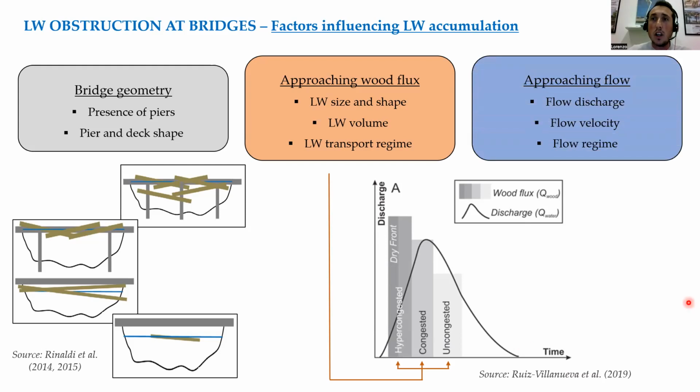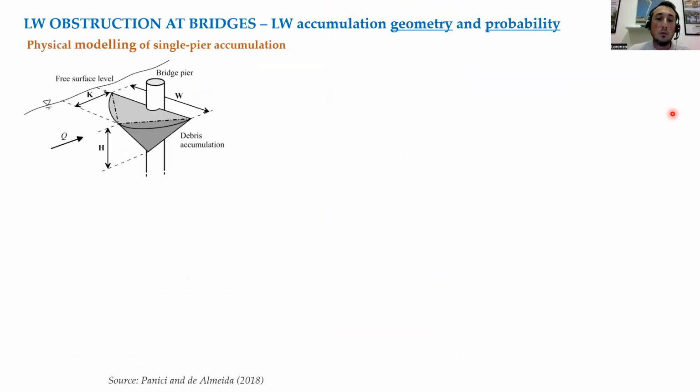And finally, we also have the approaching flow conditions, so the flow discharge, flow velocity, and flow regime. Due to the fact that these elements are mainly transported during flood events, and so in a condition in which it's really difficult to perform field observations or field measurements, most of the formulas that could be used for defining the shape of this accumulation come from experimental laboratory analysis.